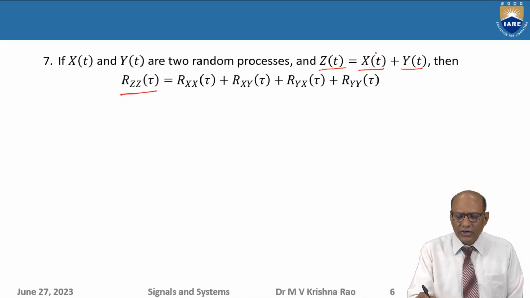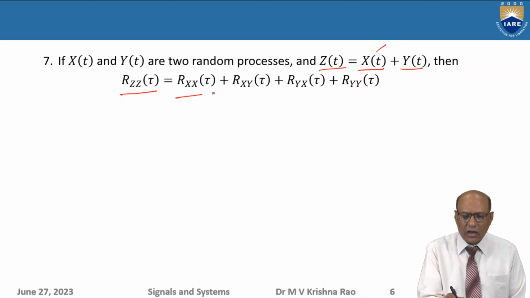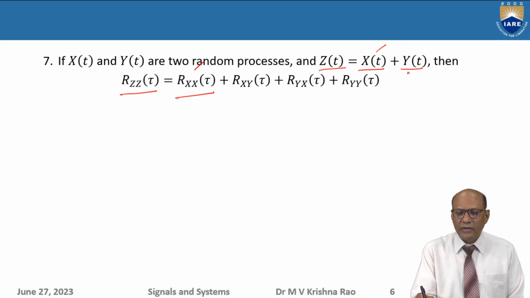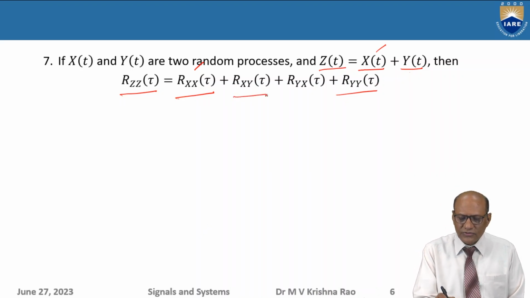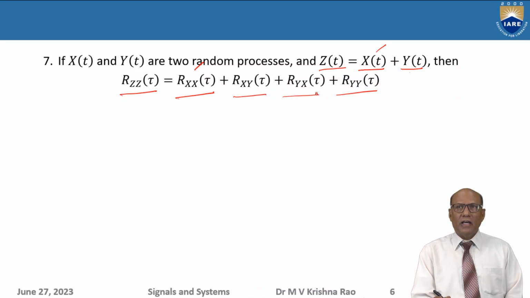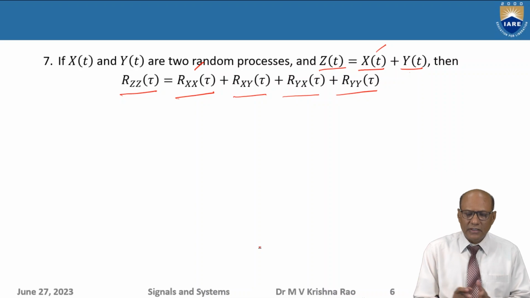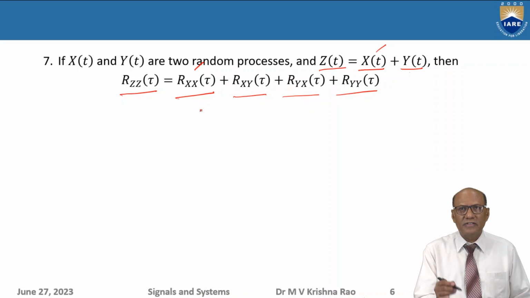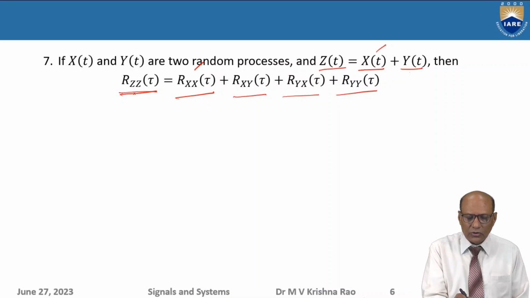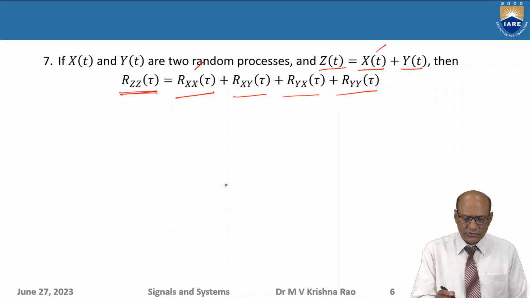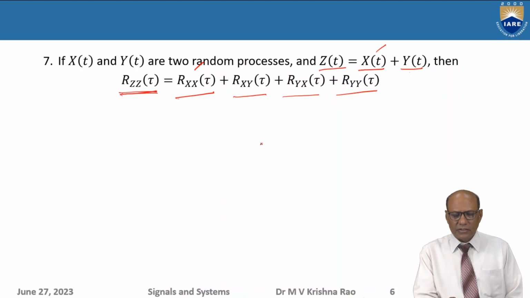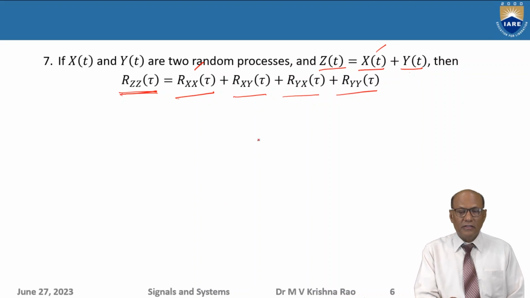So x of t has its own autocorrelation function, that is Rxx here. Similarly, y of t has its own autocorrelation function, Ryy. Then the cross correlations between these two are Rxy and Ryx. All these put together, the two cross correlations and two autocorrelations, add up to give the total autocorrelation function of the summation process. This is the typical result, because the cross terms are also added.